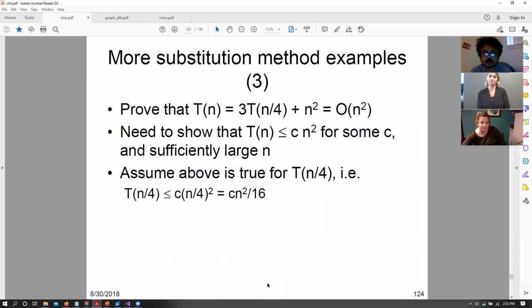Perfect. Okay, so let's look at one other example. I think this is the one that does work. Okay, so we have 3T(n/4) plus n squared, and we need to show that it is big O of n squared. So for this, we need to show that T of n is less than or equal to cn squared for some c, for some n, or basically for some n0. Then we have T(n/4), and we assume that it is c(n/4) squared because we assume that T(n) is cn squared. So T(n/4) becomes cn squared by 16.